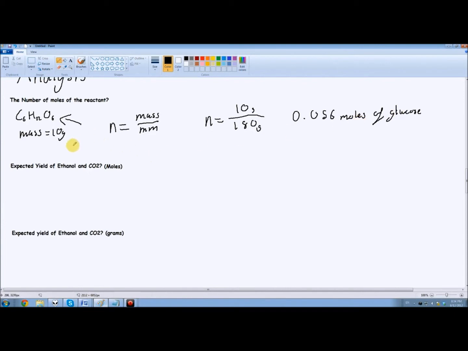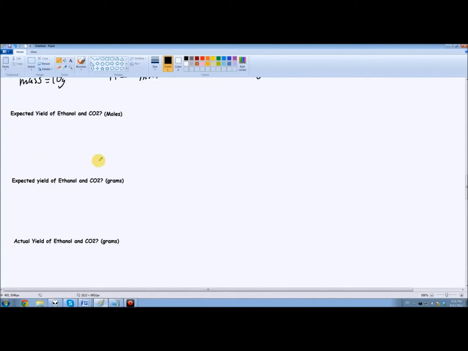Now the second question, the expected yield of ethanol and CO2. Now what does that mean? The expected part means mathematically, what do we expect to get from this amount of glucose? Okay, so in a perfect scenario, how much would we get? And the yield means how much we produce. So how do we do this? Well, an easy way to do it is to look at our actual equation. So let's write it out.